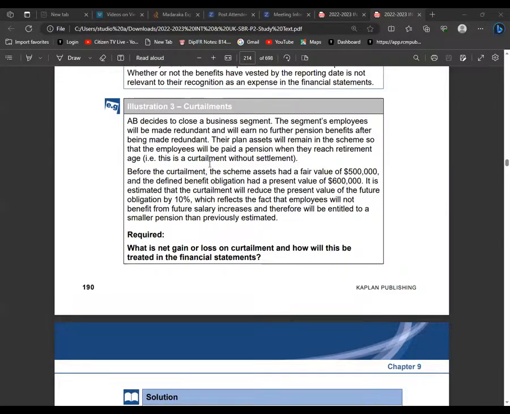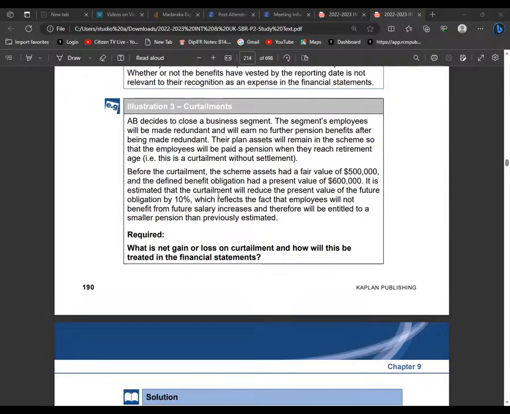This is a curtailment without settlement. So we have curtailed, we have said we are no longer taking money there, but the money will be left at the plan till they hit 60 years. Before the curtailment, the plan assets had a fair value of 500,000, and the defined benefit obligation had a present value of 600,000.